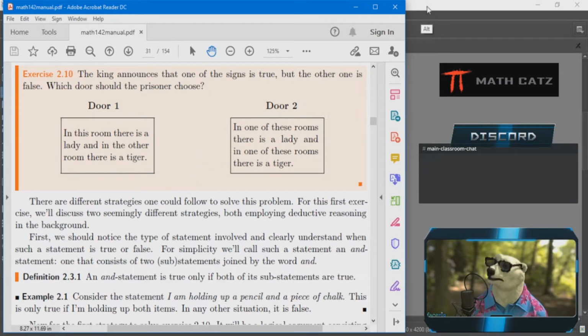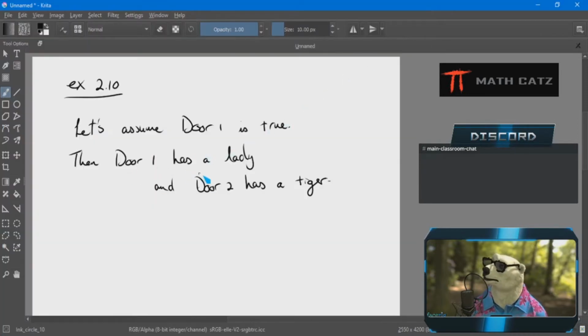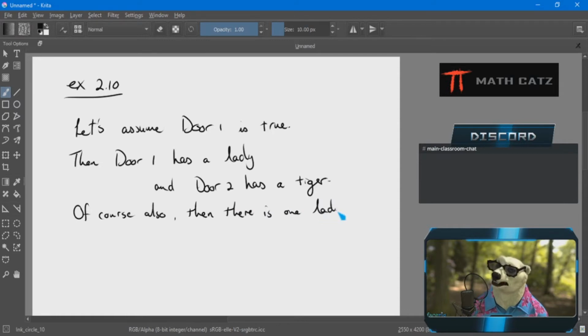So, in addition to door one having a lady, door two having a tiger, then of course, also, there is one lady and one tiger behind the doors somewhere, behind doors, right? Under this assumption, I know exactly where they are, but that also means there is one of each. Let's see here, one of each. Okay.